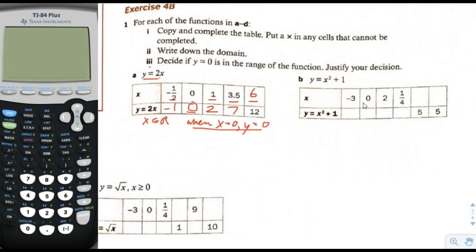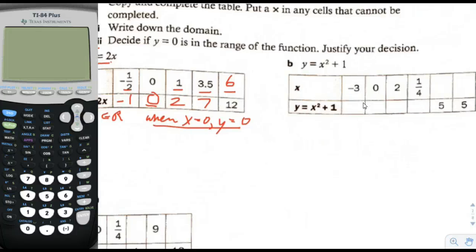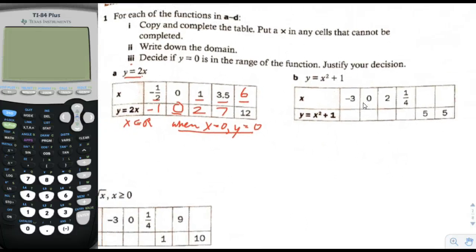What about B? Y equals x squared plus 1. Okay, so we'll start with 0. If we put 0 in there, we get 0 squared plus 1 is 1. What about 2? 2 squared is 4, plus 1 is 5. What about negative 3? Negative 3 squared is 9, plus 1 is 10. What about 1/4? 1/4 squared is 1/16 plus 1 would be 17/16.